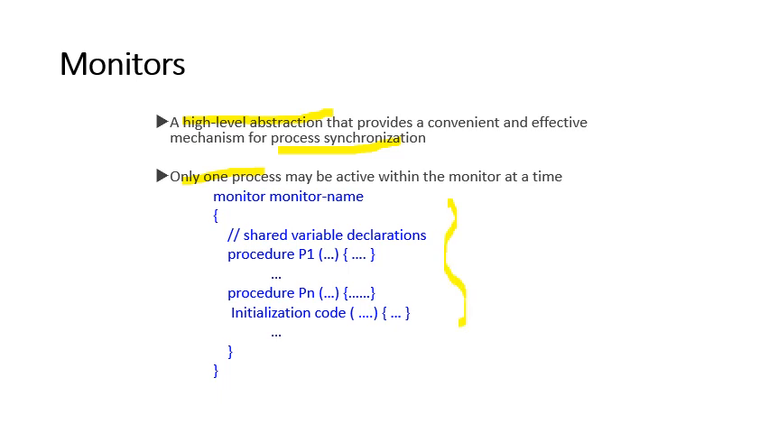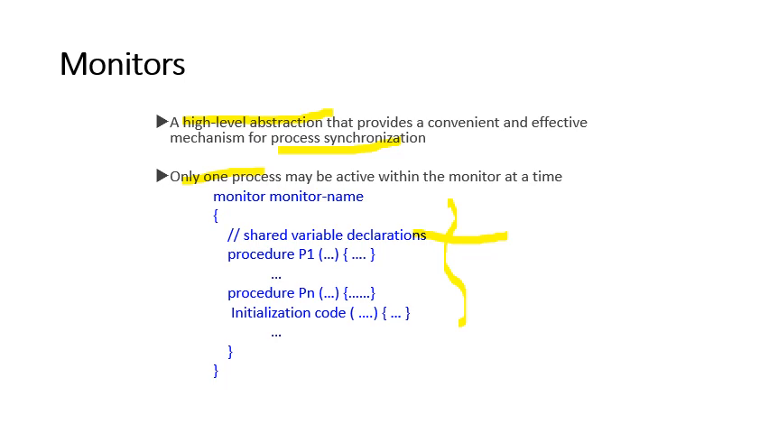Here comes the syntax: this is the monitor, and this is the monitor name, the name of the monitor we can give. Here we can declare variables, which can be shared variables or condition variables. And you can give a number of procedures, like procedure 1 to procedure n, and then you can mention the code. This is the syntax of monitors.